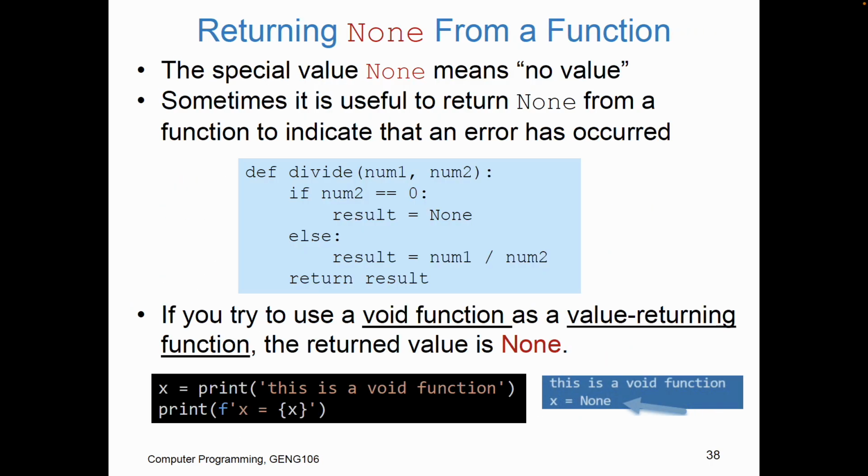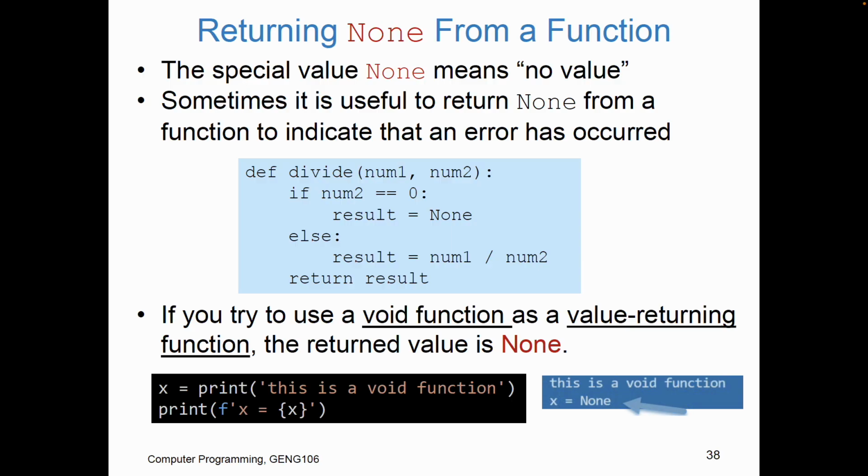All right. So to recap, we can return any data, and we can even return multiple data in Python. And we also have this None value. What is this? It means no value, basically. And why do we use it? What does it mean to have no value?